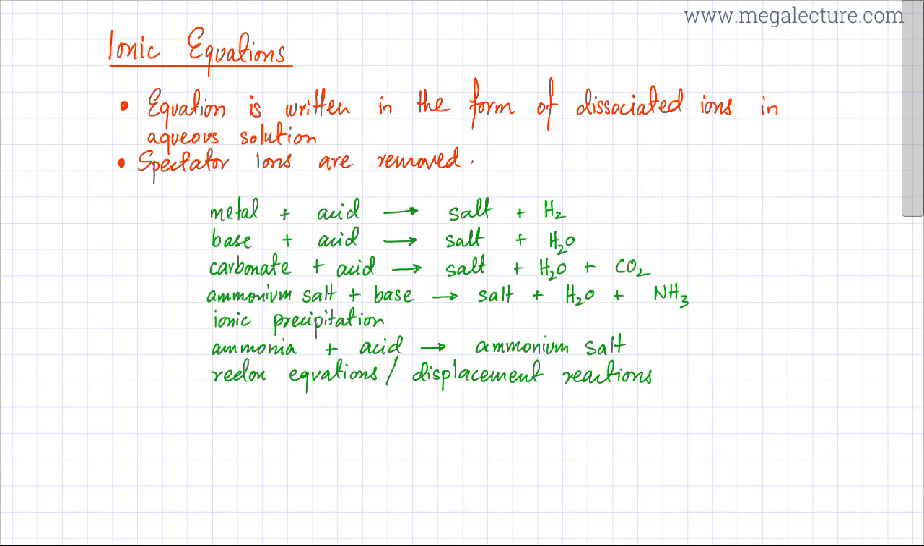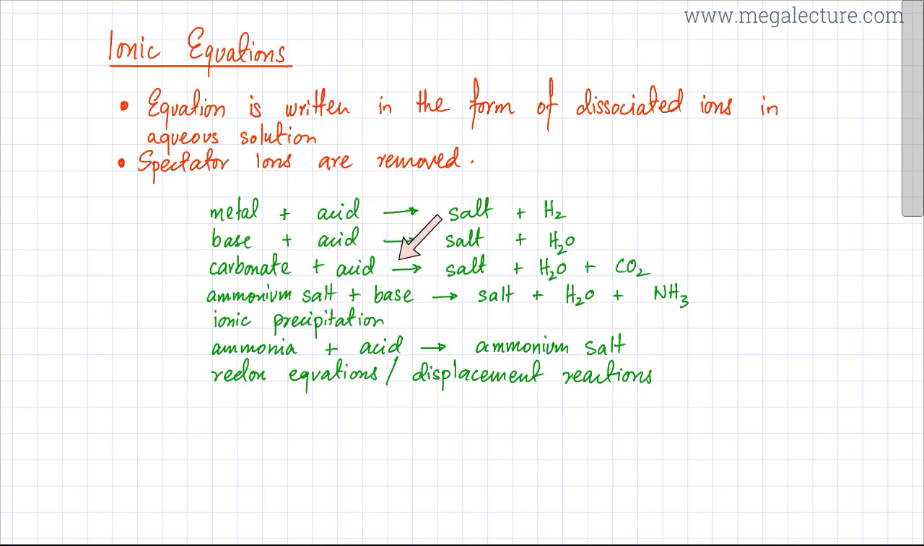So I've listed over here some of the reactions that you've probably already studied. If you haven't studied these reactions, then it would be better that you watch the videos where we learn to make these reactions and write balanced equations. So we studied all these reactions. There was a metal reacting with an acid, which produces salt plus H2. Then you need to know this base and acid reaction that produces salt plus H2O.